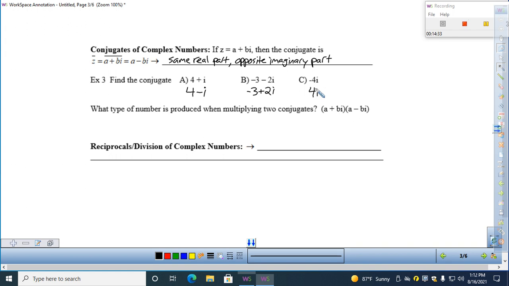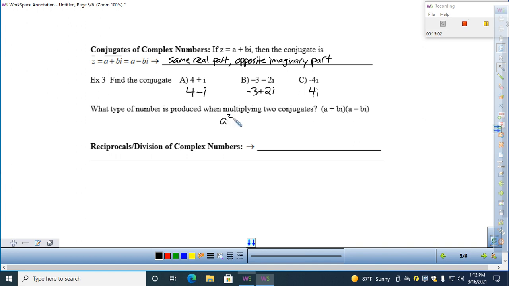Now, here's what's kind of cool. I like this one. And this is sort of the rationale for introducing the idea of a conjugate. It says, what type of number is produced when you multiply two conjugates together? So watch what unfolds here. I'm going to do this off to the side. Actually, no, I'm going to do it right here. So if I do this, you get a times a, so you get a squared.